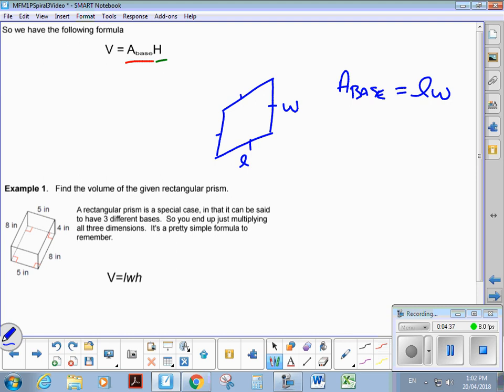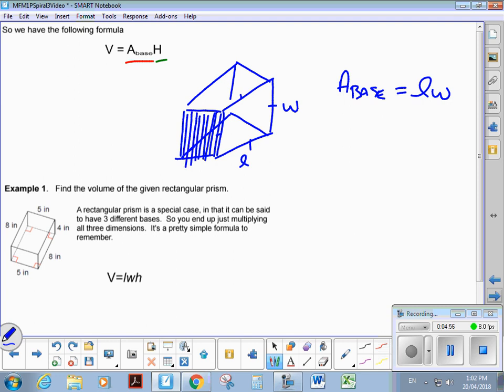Well, what happens in a 3D shape? You can see my artistic skills are not too bad. But what happens is, all we've done is we've just put a whole bunch of, think of it as a deck of cards.